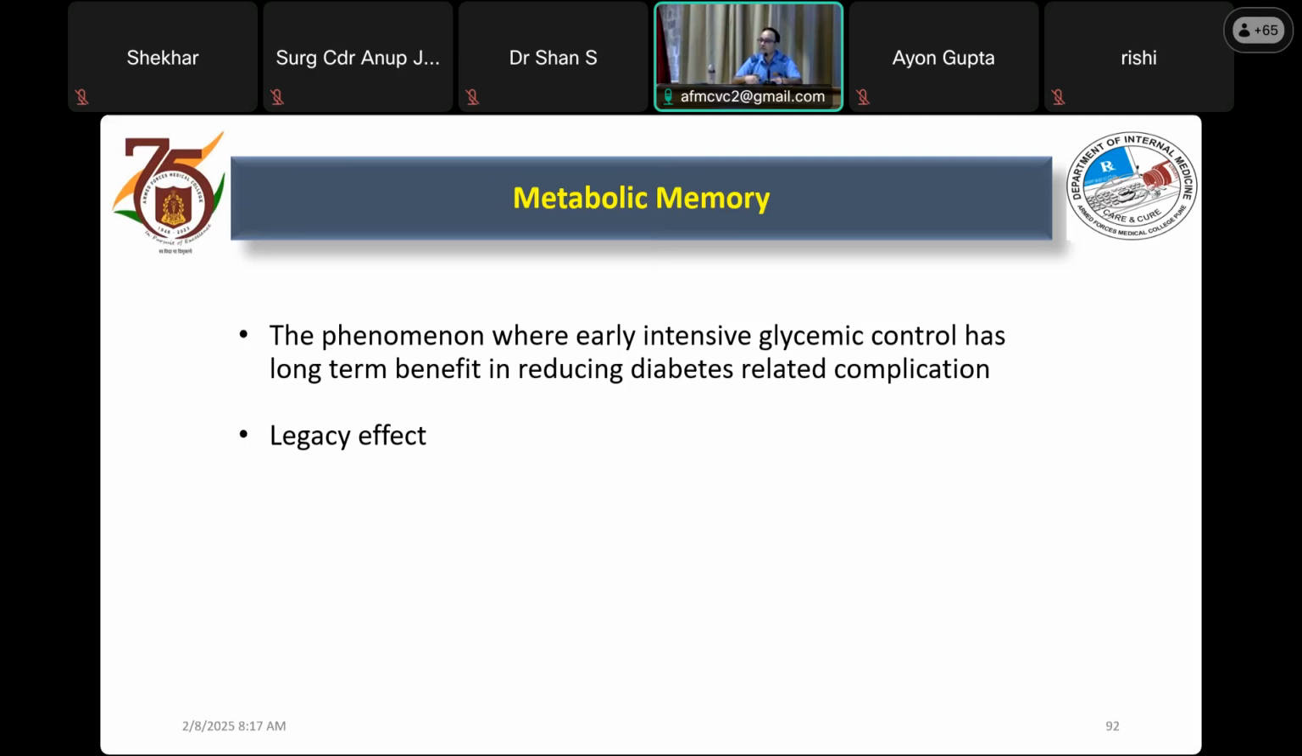And why is it happening? Because of various epigenetic changes and changes in mitochondrial function. This is not just a fancy name; it is very well documented in very large trials like UKPDS. So this is an important thing which we should apply in practice.